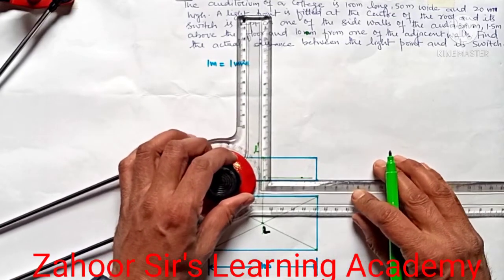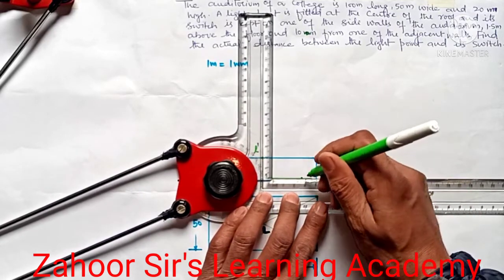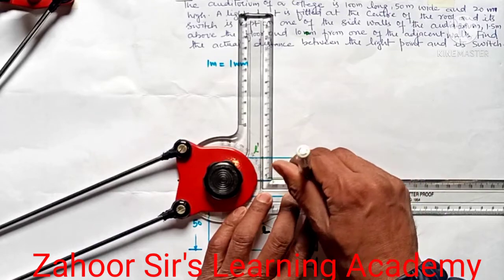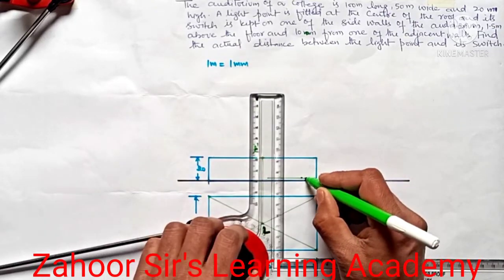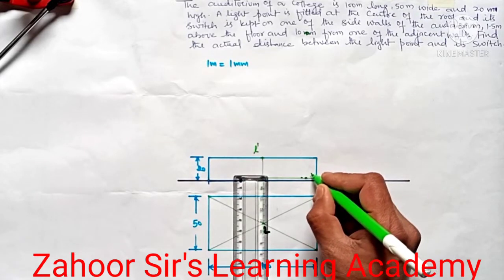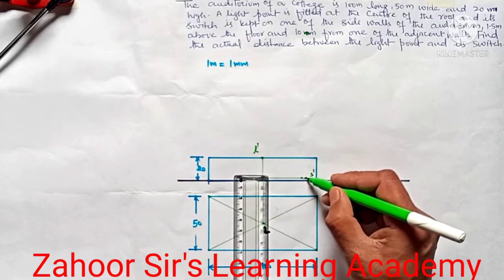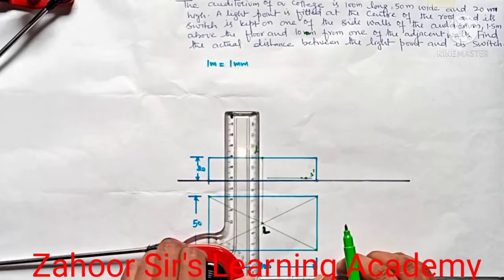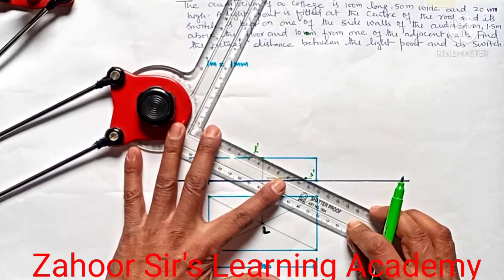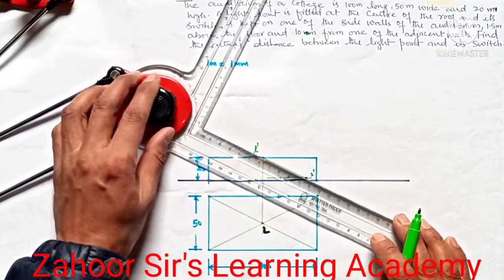So now we know the exact location of that switch. From here I will mark 10 mm, so 10 mm equals 10 meters. This is the point where the switch is, in the front view. I will write this S prime. Now I can directly connect this with the L prime to give me the front view. So this is my front view.